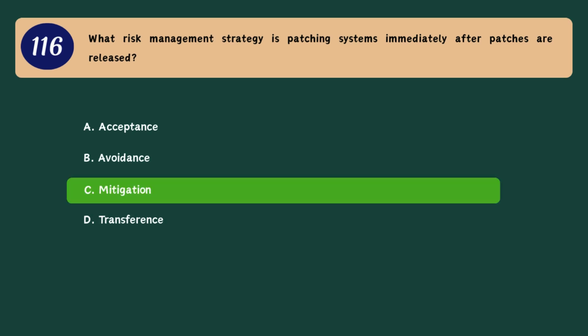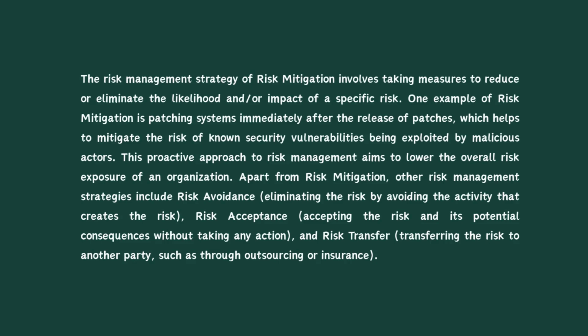Correct answer: C. Mitigation. The risk management strategy of risk mitigation involves taking measures to reduce or eliminate the likelihood and/or impact of a specific risk. One example of risk mitigation is patching systems immediately after the release of patches, which helps to mitigate the risk of known security vulnerabilities being exploited by malicious actors. This proactive approach to risk management aims to lower the overall risk exposure of an organization.